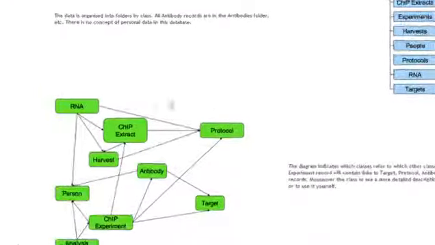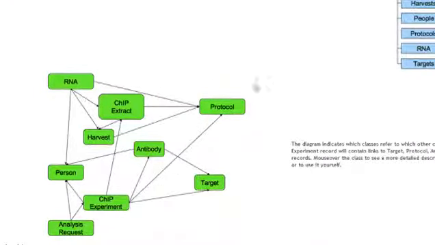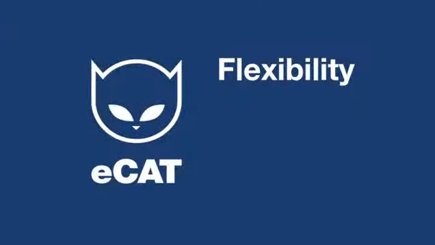In the visualization appearing on the screen, you can see how one group of labs using eCAT has used this to build an entire interlinking database of interlocking records. That's become an incredibly valuable tool, which helps them to conceptualize their research and organize their research data.